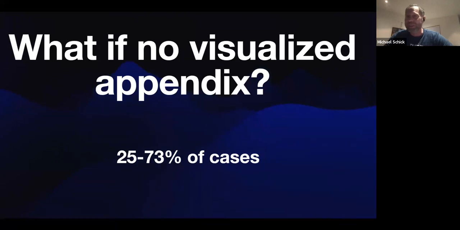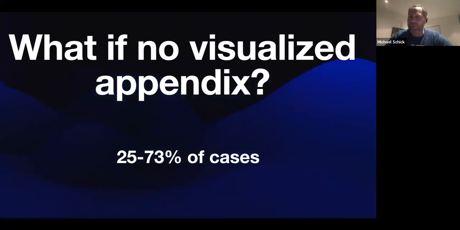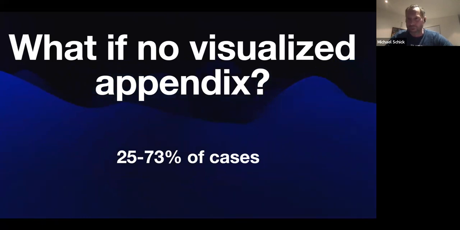And so what do you do when you can't visualize the appendix? Even if you have a pediatric sonographer do this test, they will miss 25 to 73% of cases. So like half of cases, they're not going to be able to see the appendix. And if you're doing the scan, it might be more than 50%. So what's the next step?